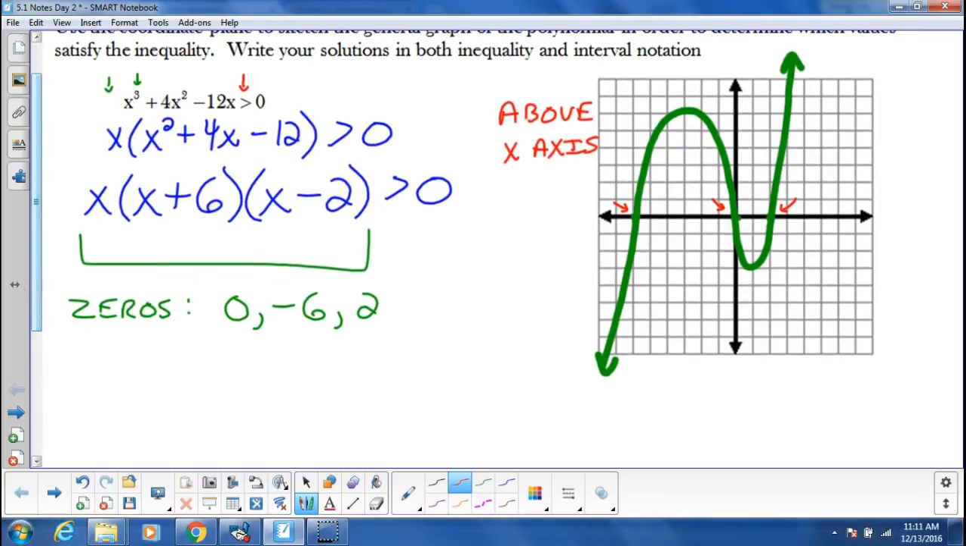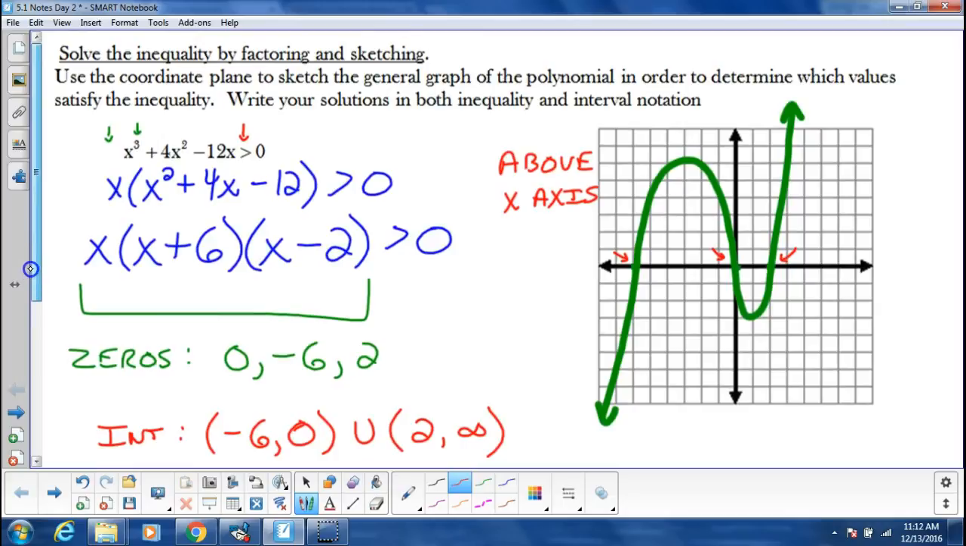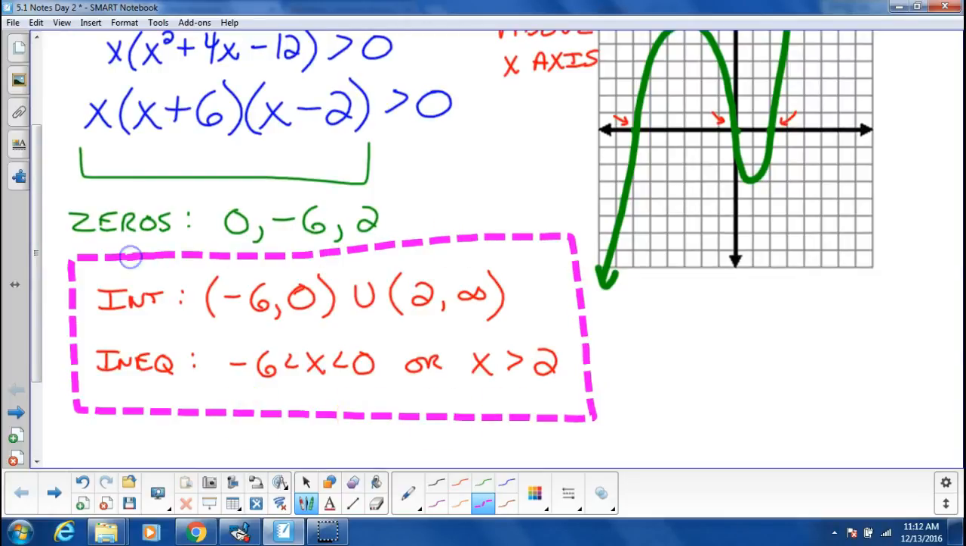So in interval notation, I would be above the x-axis. It's not an equals part, so I'm not using brackets, I'm using parentheses, from -6 to 0, unioned with from 2 to infinity. In inequality notation, that would be -6 is less than x is less than 0, or x is greater than 2. So that in red is what we are looking for, in both inequality and interval notation.